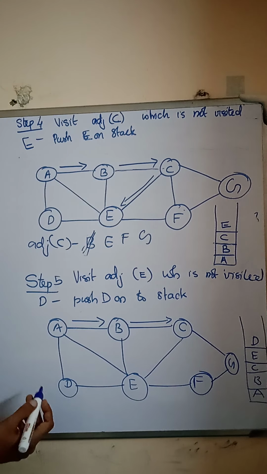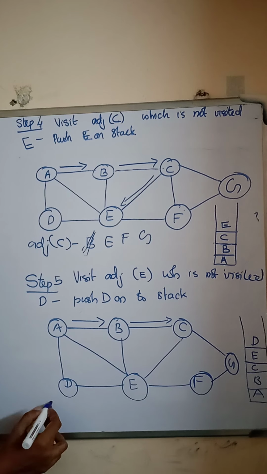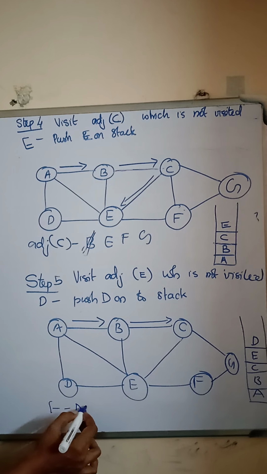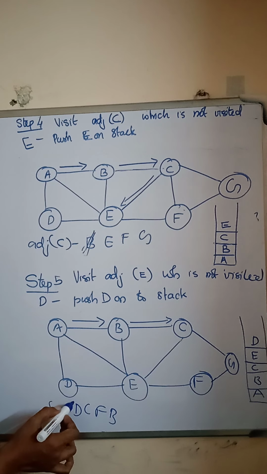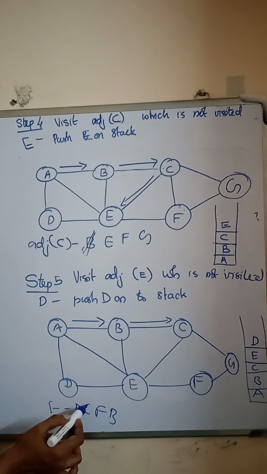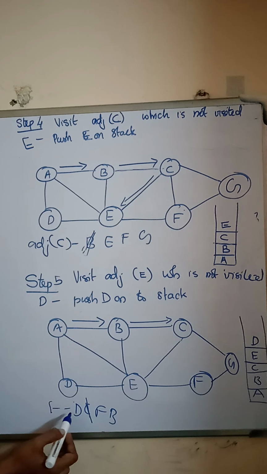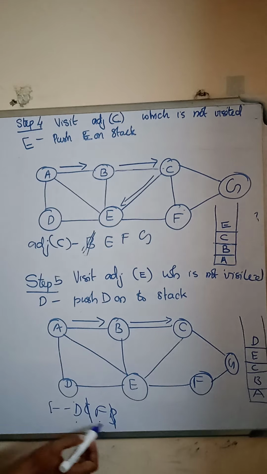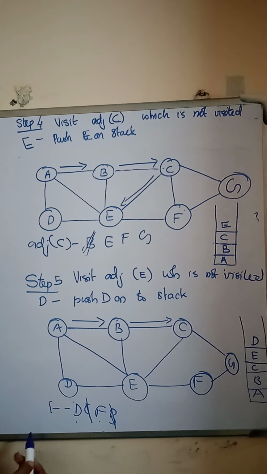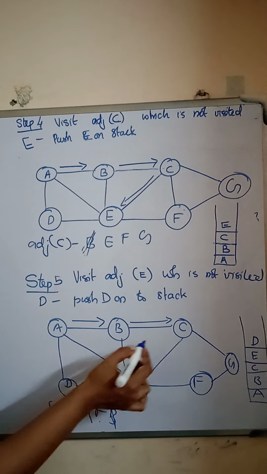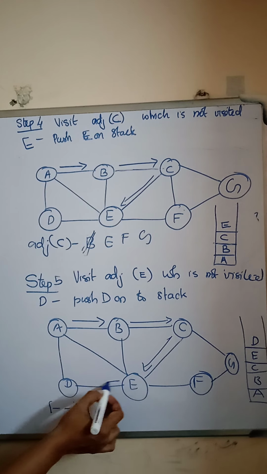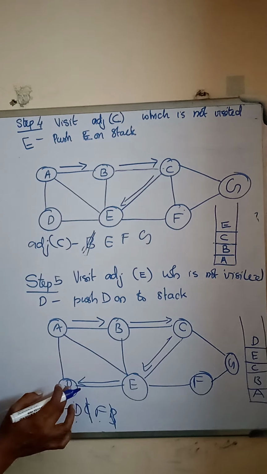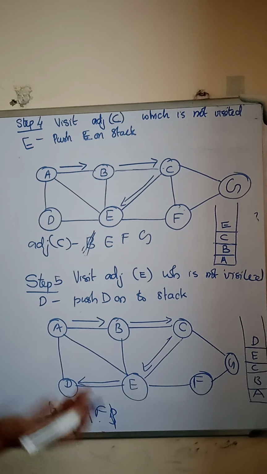Then we visit the adjacent of E. Adjacent vertices of E are D, C, F, B. C is already visited and B is already visited. So we can choose D or F. Now we choose D, visit D and push D onto the stack.